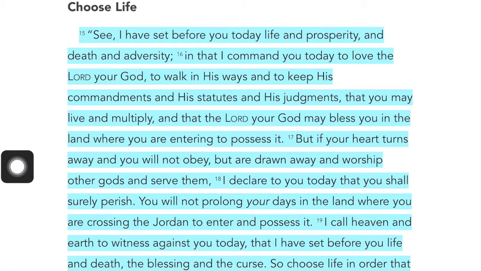But, verse 17, but if your heart turns away and you will not obey. See, it's your choice. You're making that decision. You're drawn away and worship other gods and serve them. I declare today that you shall surely perish. Now, just as when he was talking to Eve, if you eat of this fruit, you will surely die. Just as he's talking now, Moses is talking to the children of Israel, you shall surely perish. Clearly, that's referencing that second death, that final separation from God, and not that you die this moment on earth when you disobey.